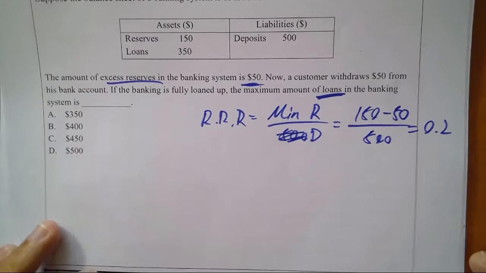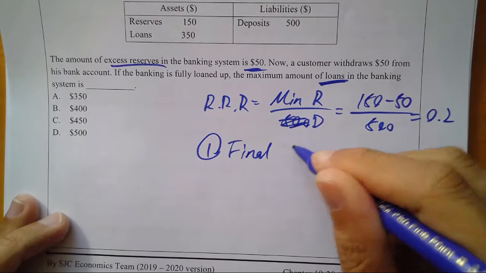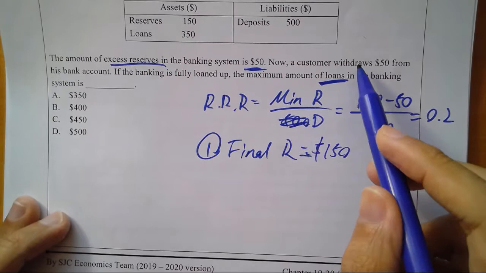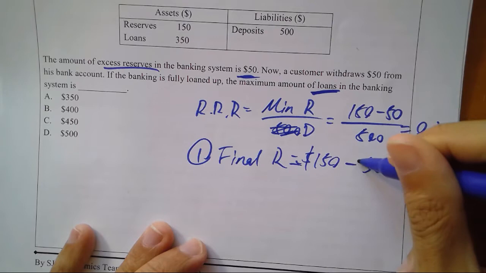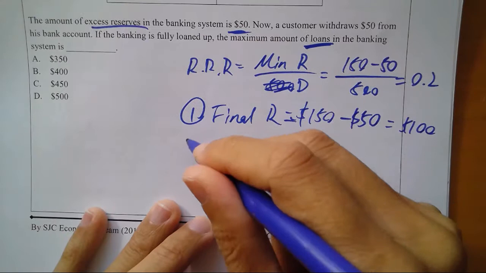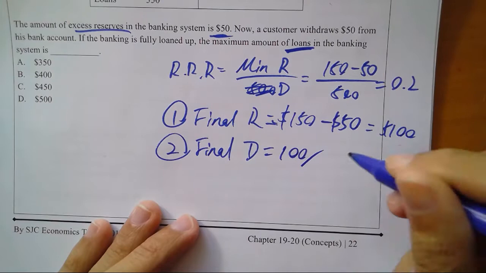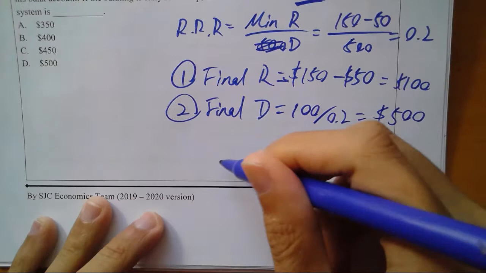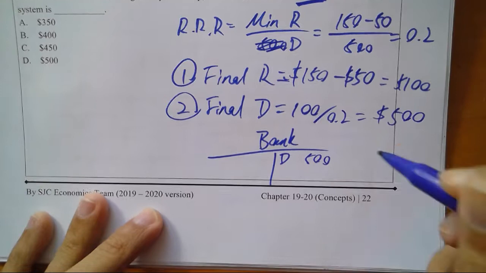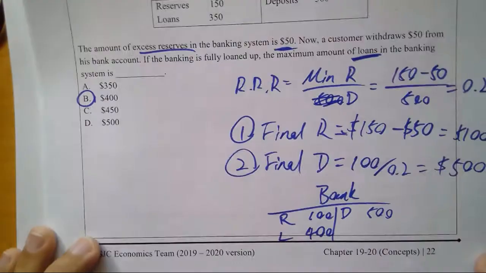哇,成日都0.2,咁中0.2,係咪? Now, step one. Final reserve. It should be 150. But then, withdraw 50 from bank account. Therefore, we have $50 gone. 100. Then the final deposit, fully loaned up, right? It should be 100 divided by 0.2 will be 500. Now therefore, the final system would look like this. Deposit 500, reserve 100, balance out, loan would be 400.